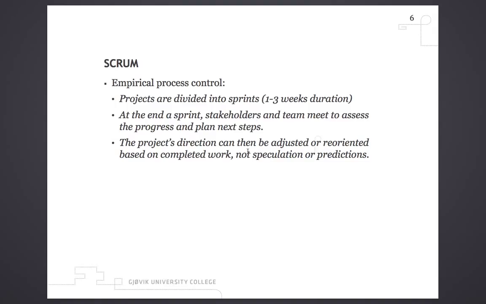And in agile methodologies, we typically call this an iteration. So when 4 weeks have gone, that's one iteration. In Scrum, we call it one sprint. Okay? So that's the duration of 4 weeks for the project team. Okay, at the end of a sprint, stakeholders and team meet to assess the progress and plan next steps.